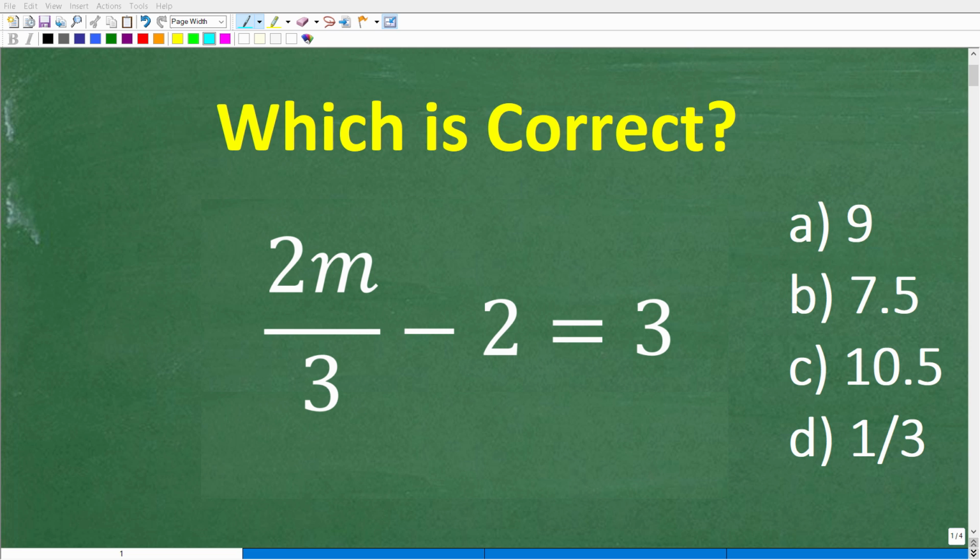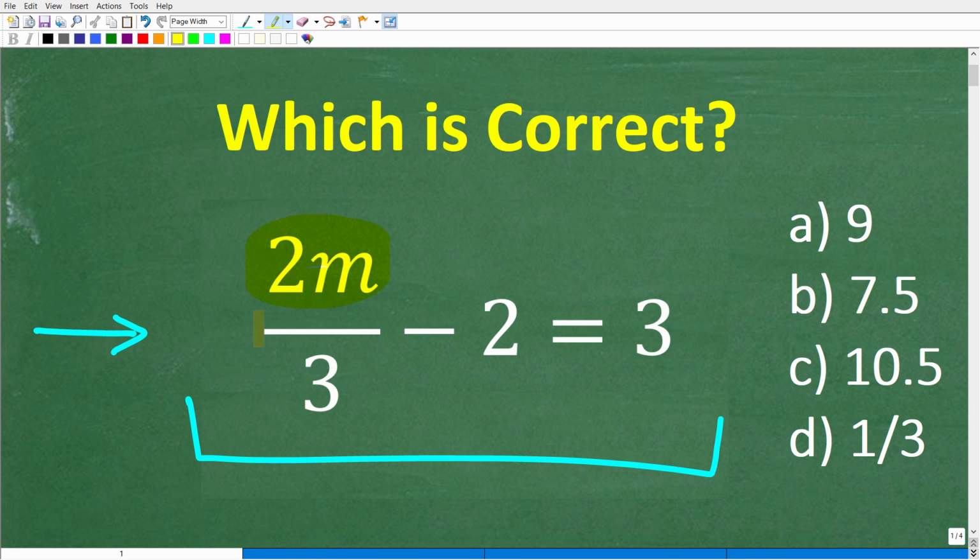Okay, so how well do you actually understand basic algebra? Well, if you have pretty strong basic algebra skills, then you should be able to solve this equation here without the aid of a calculator. But if you want to use a calculator, that's perfectly fine. Let's go ahead and take a look at the problem.